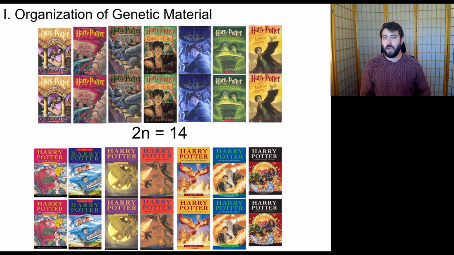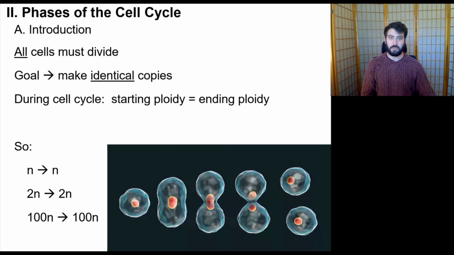The point I'm making here is photocopying your books versus chromosome duplication and ploidy, same principles apply. Just because you have copies doesn't mean you've changed your ploidy. You need different versions. Okay, so now we're on to the cell cycle itself.